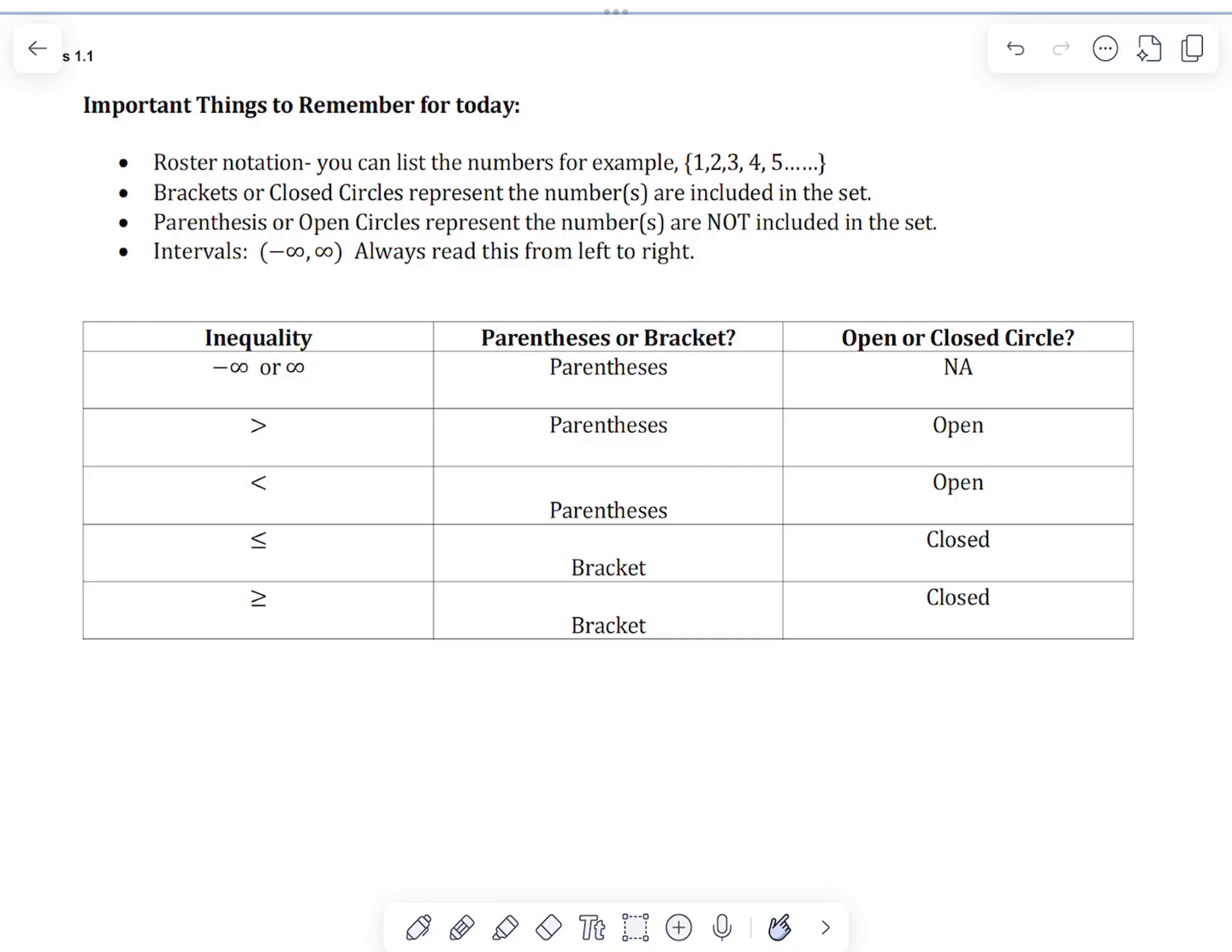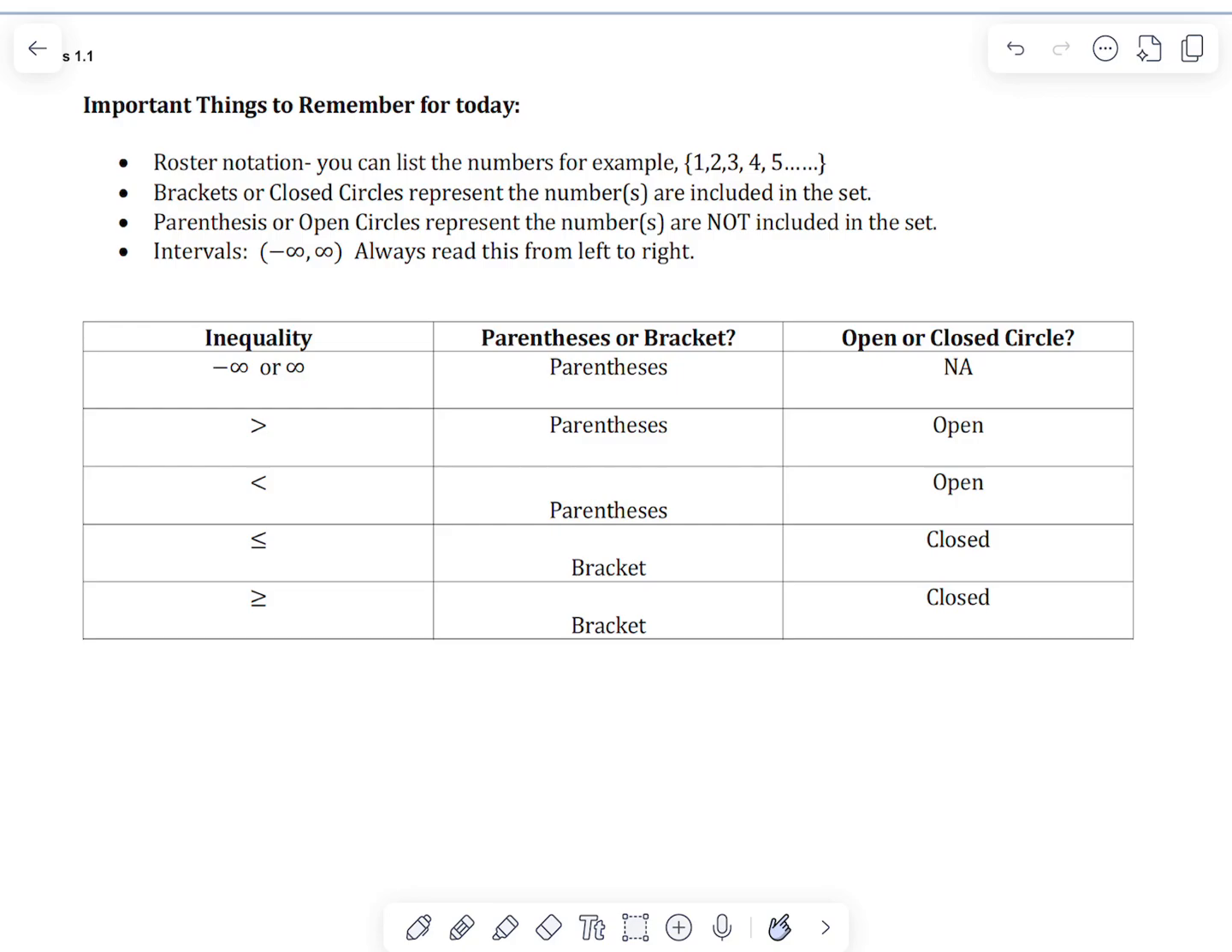Okay, the next topic is moving into set notation. So roster notation are numbers that you can just list out. Brackets or closed circles are numbers that are included in the set. Parentheses or open circles represent numbers that are not included in the set. And then intervals such as -infinity, we always read those left to right.